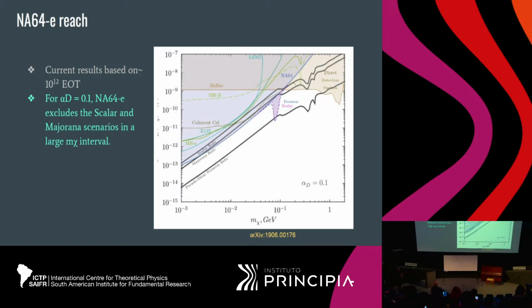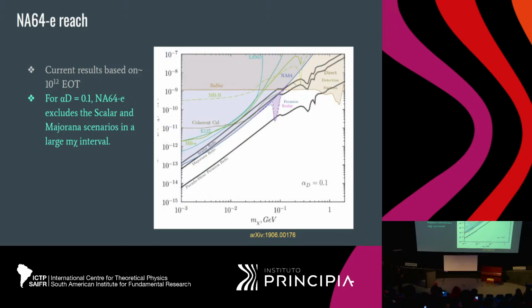Okay, so this is the result of NA64. The last published result is based on a statistics of 10 to the 12 electrons on target. The experiment observed no signal, so no events with a missing energy larger than 50 GeV after the application of the different analysis cuts. And this result, for the scenario where alpha dark is equal to 0.1, already excludes all the thermal relic for the scalar dark matter particle, but also a significant part for the Majorana relic.